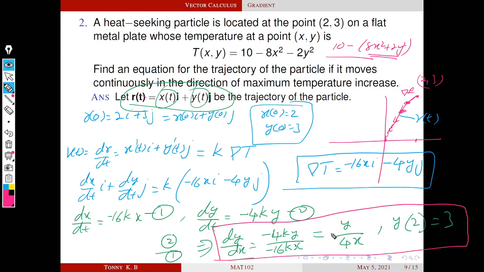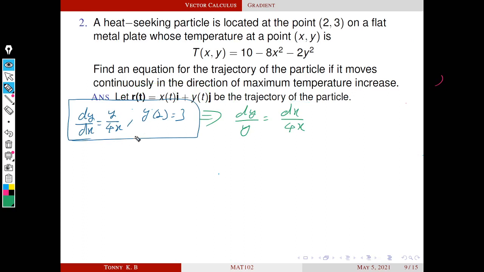Our problem is reduced to solving this initial value problem. It's very easy to solve because this is a variable separable form. I just rewrite this equation. Our aim is to solve this initial value problem to get this trajectory. We can separate it like this: dy by y is equal to dx by 4x. Then by integrating on both sides, we get log y is equal to 1 by 4 log x plus a constant of integration. We can take it as log c.